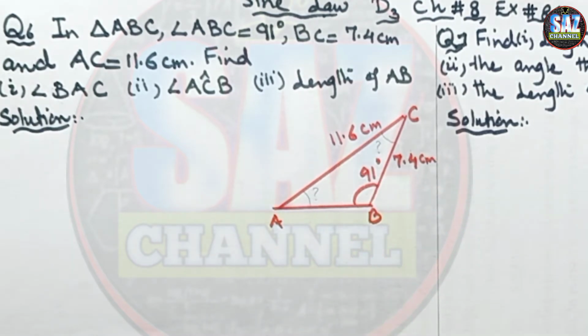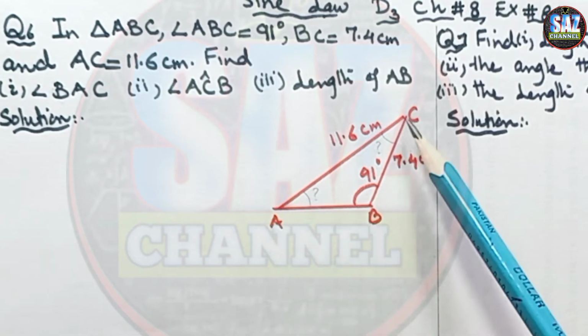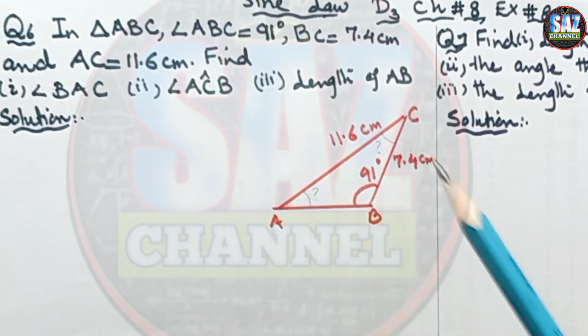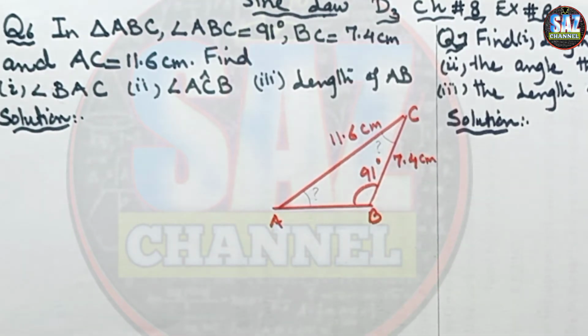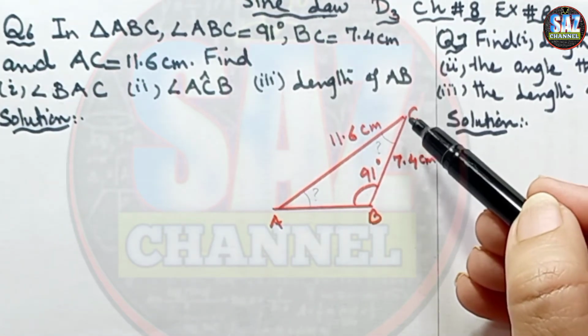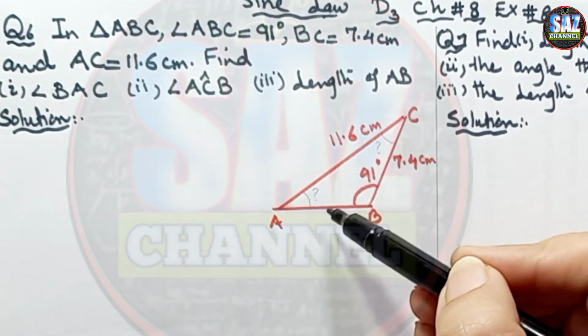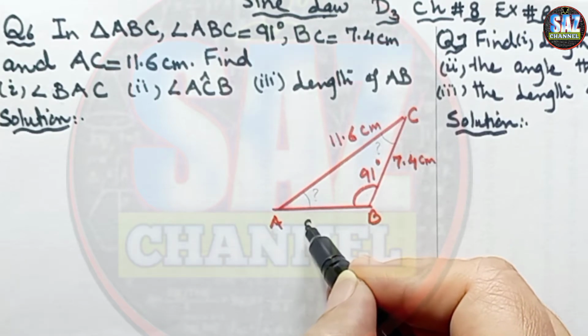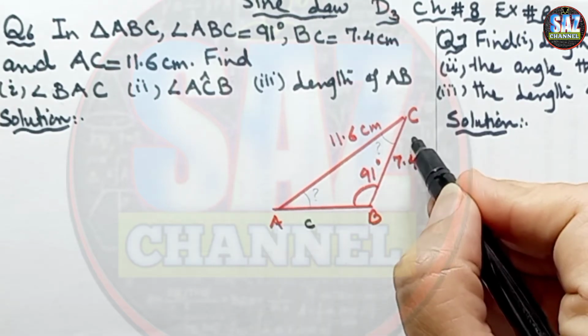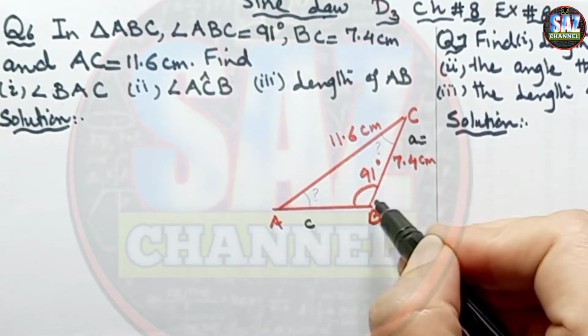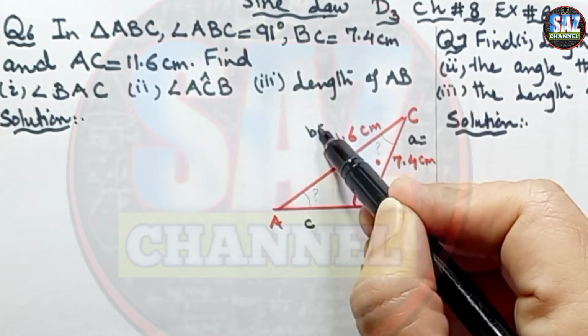Okay, it's always good to sketch the figure. So I've drawn the figure for you, and we know that the vertices or angles must be marked with the capital letters and their corresponding lengths must be marked with small letters. As this is the vertex C, the opposite length will be small c, and this is A, so it will be small a, and this is B, so this will be small b.